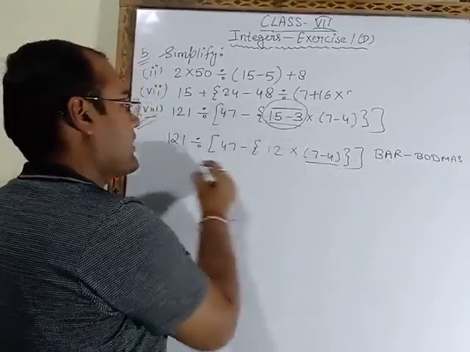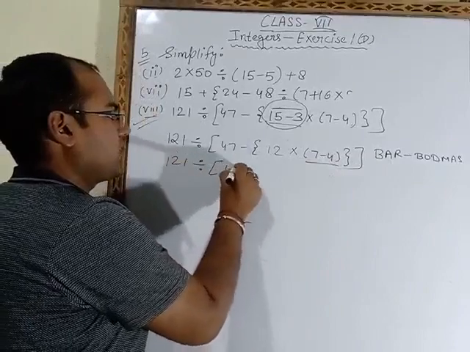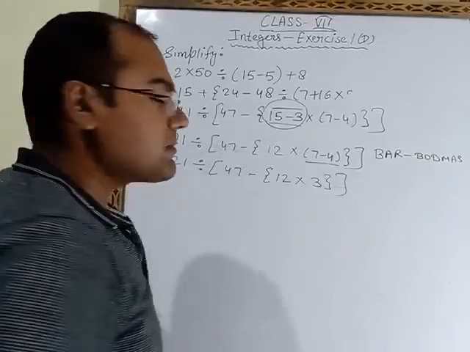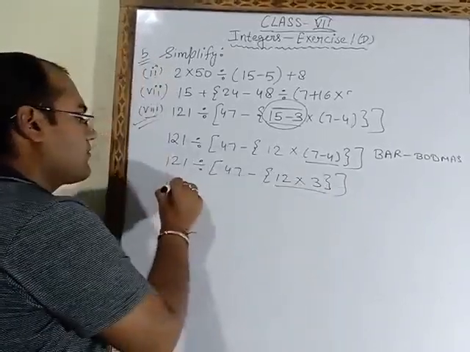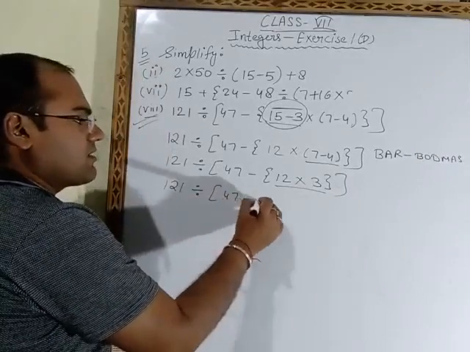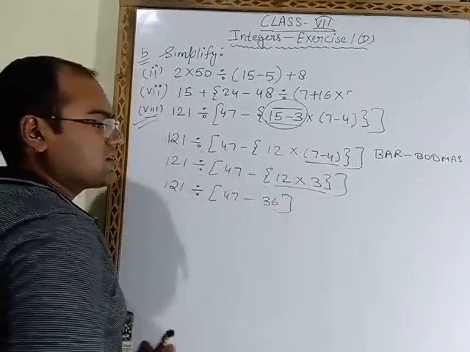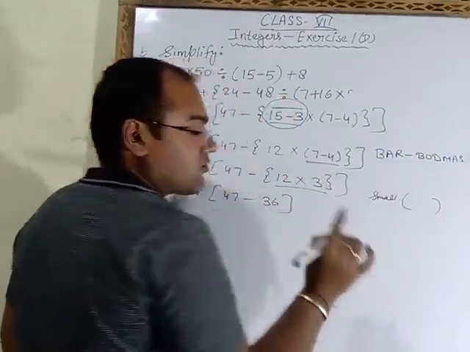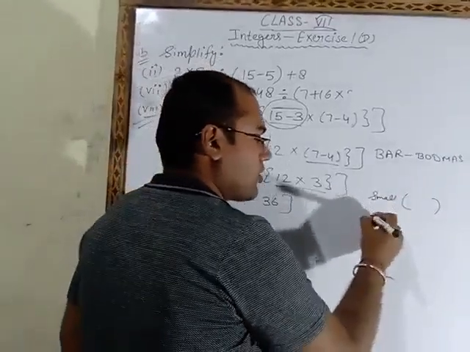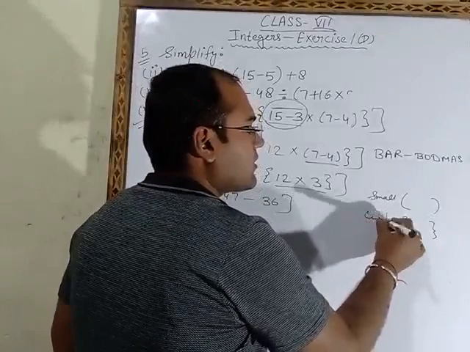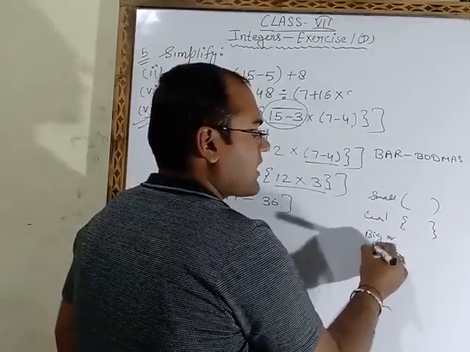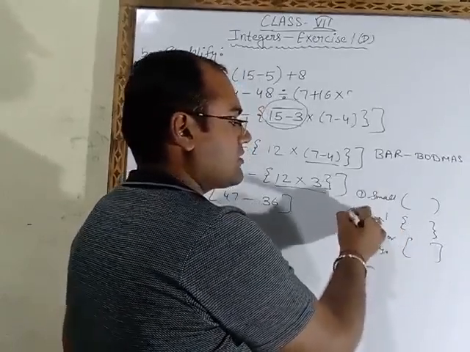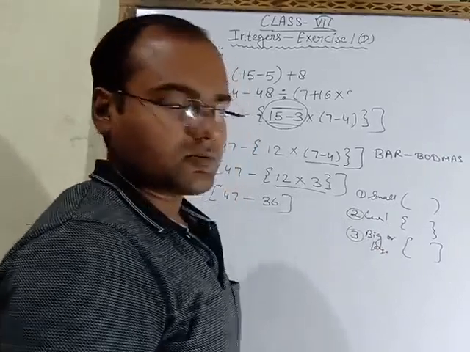Now we will solve this small bracket. So 121 divided by 47 minus 12 into 7 minus 4 will be 3. Now next step we will solve this curly bracket. 121 divided by 47 minus 12 times 3 is 36. So first of all you have to solve the small bracket. You have to remember this order. First of all we will solve the small bracket, then we will solve the curly bracket, then we will solve the big or large bracket. This is the correct order.